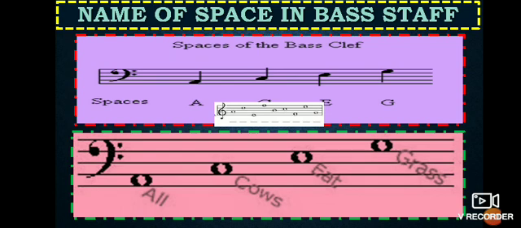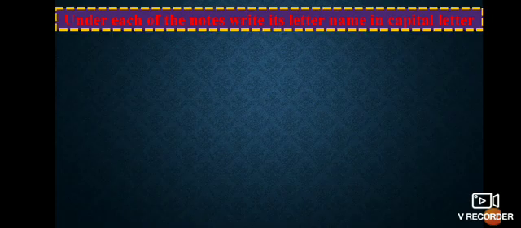All cows eat grass. Everybody say it together. Again, all cows eat grass. That is how to name the lines and spaces of the treble and bass clef.